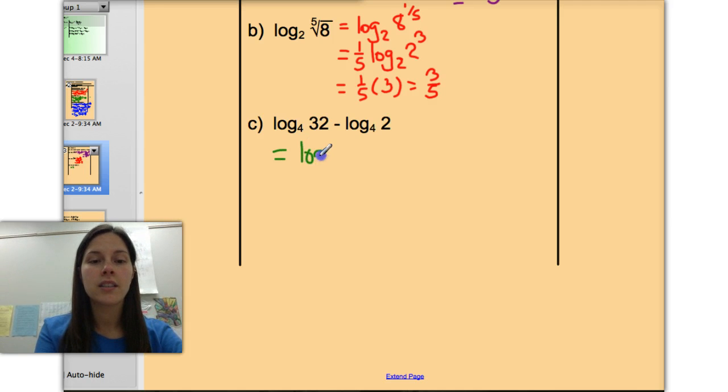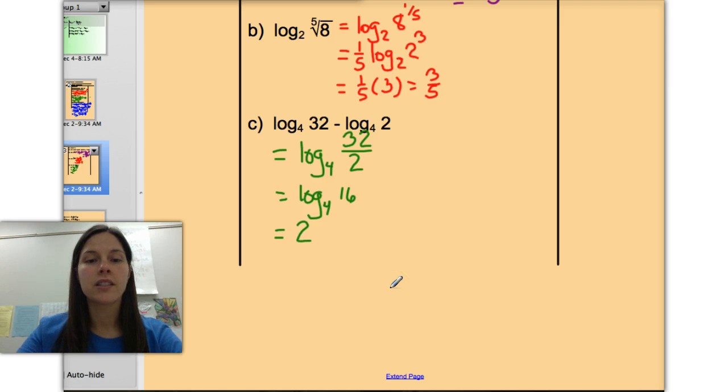So we're going to condense this using our division property. So it's going to be 32 divided by 2. And then, of course, we'll simplify. 32 divided by 2 is 16. And log base 4 of 16 is 2, because 4 squared equals 16.